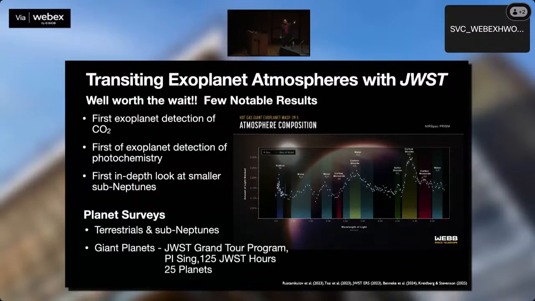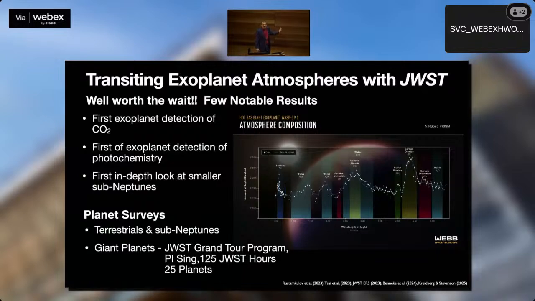A few notable results: there's the first exoplanet detection of CO2, and this was right out of the box when we started getting data. The first exoplanet detection of photochemistry, and that's SO2. There's a little feature down there of SO2 you can see. Photochemistry is a key process you're going to want to know as you go down to terrestrial planets. And our first in-depth look at smaller sub-Neptunes. So JWST is also doing planet surveys of terrestrial planets, trying to look for atmospheres on those, and then sub-Neptunes, which are a new exciting field.